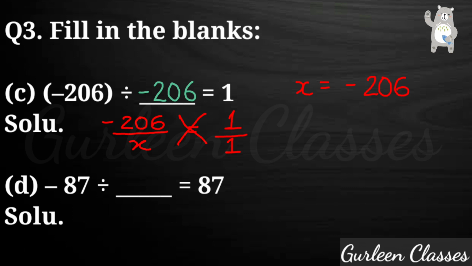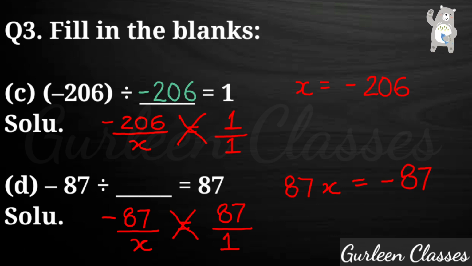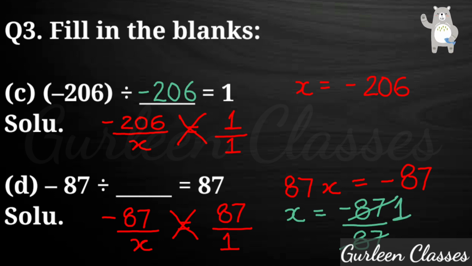D part, minus 87 divided by dash is equal to 87. So minus 87 divided by x is equal to 87. So now let us do cross multiply. 87 into x is equal to minus 87. So x is equal to minus 87 upon 87. So 87 cancel. The value of x is minus 1. So right here minus 1.